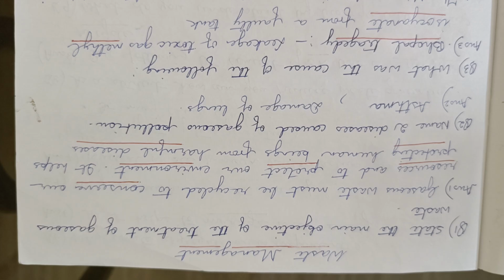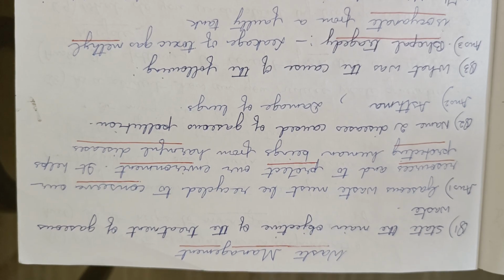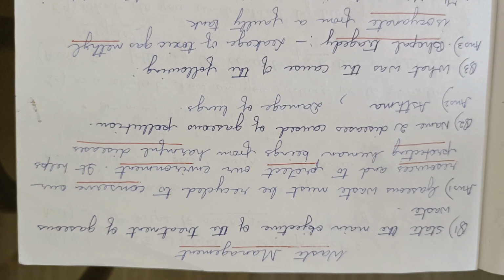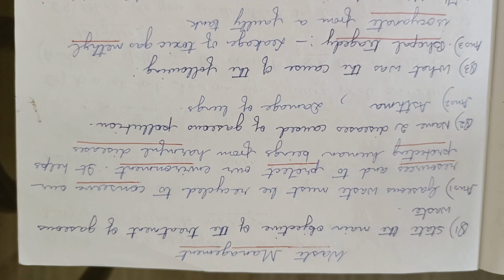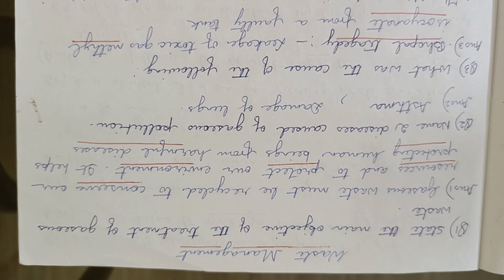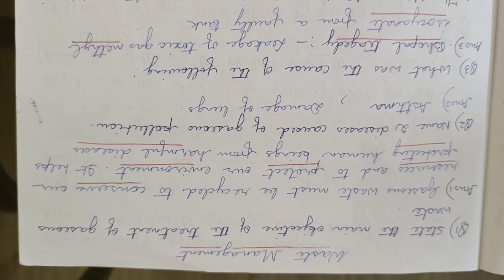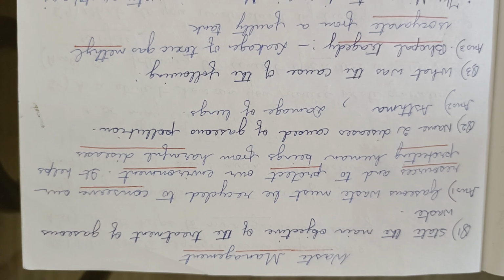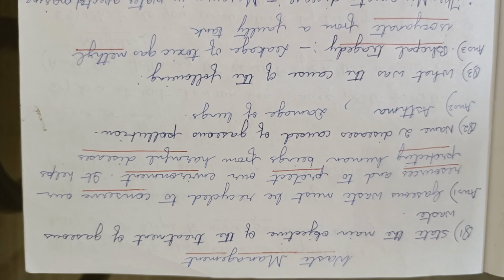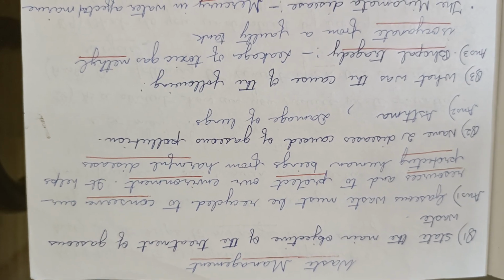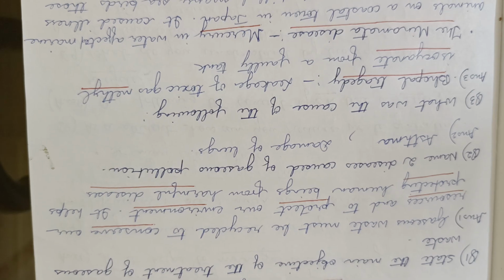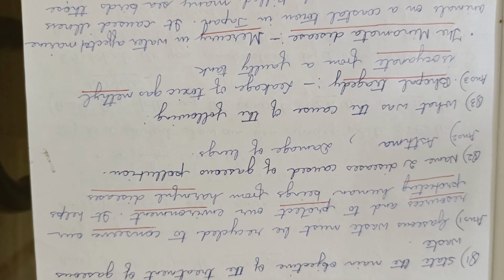I have come with a video for class 10 ICSE and I am going to discuss a few questions based on the chapter Waste Management. Question number 1. State the main objective of the treatment of gaseous waste. Gaseous waste must be recycled to, first objective, conserve our resources and protect our environment. And second objective is it helps protect human beings from harmful diseases.